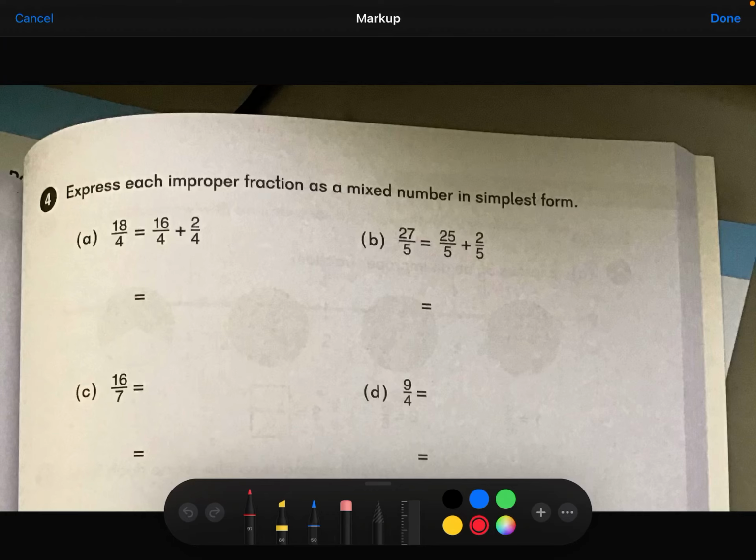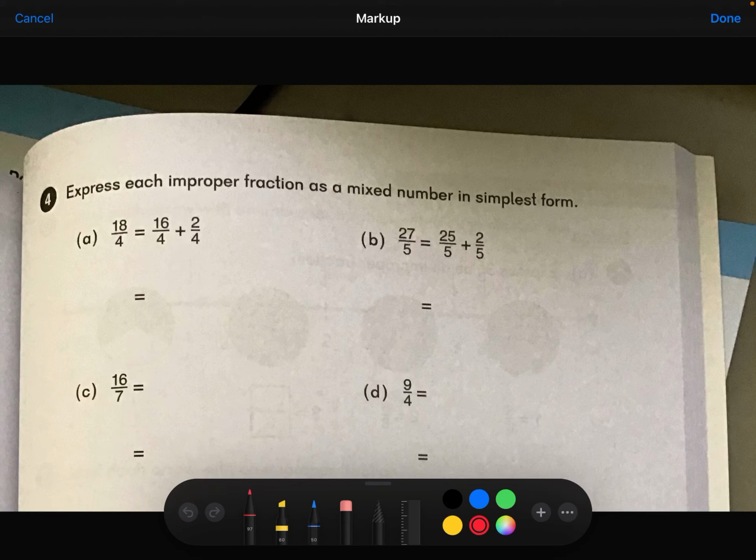All right, let's go ahead and take a peek at this here. We are in the 4th grade textbook. We are looking at chapter 6 and exercise 5 in the workbook. This is page 141. So let's see what we're being asked to do. It says express each improper fraction as a mixed number in simplest form.